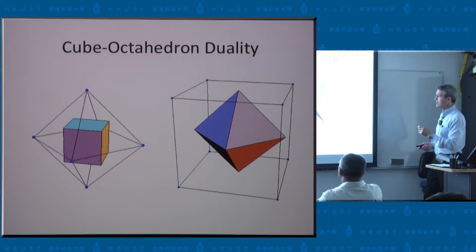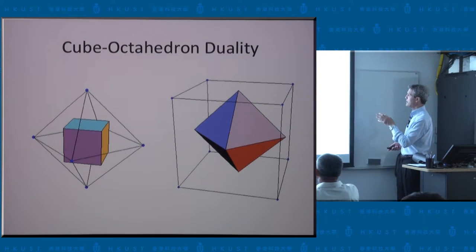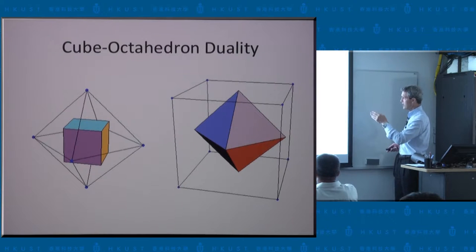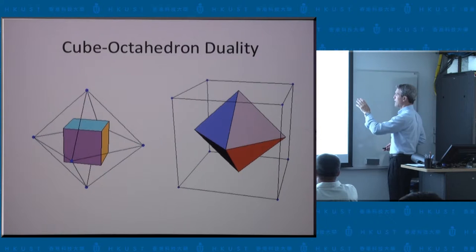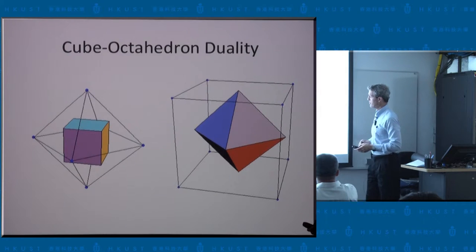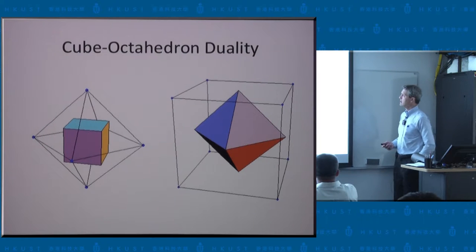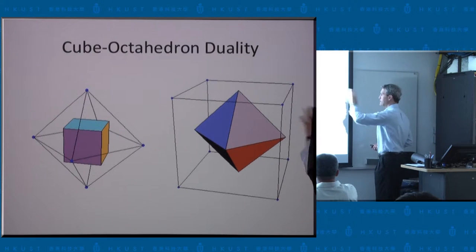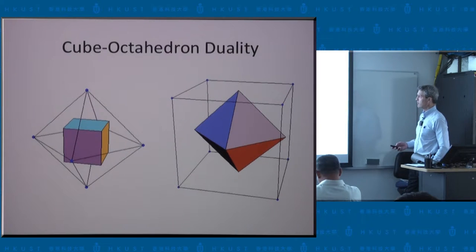So in fact, duality creates a natural correspondence between the faces and the vertices of the two dual things, and then the edges just match up. So that explains why you have the 6 for the vertices of the octahedron, and then the 6 for the faces of the cube, and then the edges match up, so that's the same 12. You can match the edges up in a one-to-one fashion, so they both have 12.